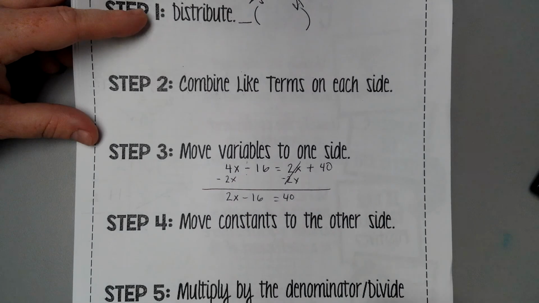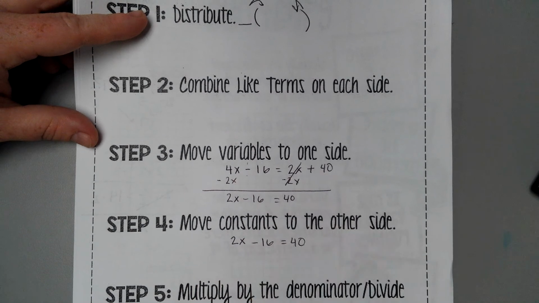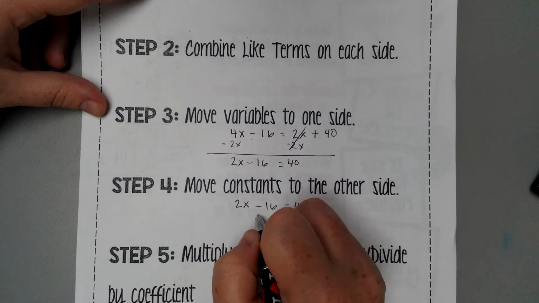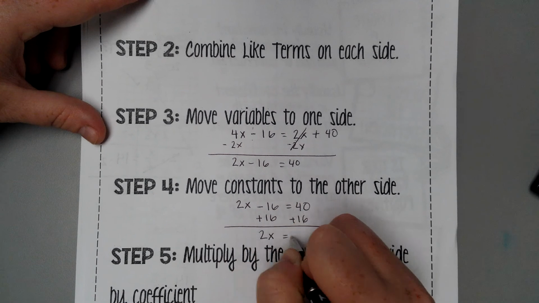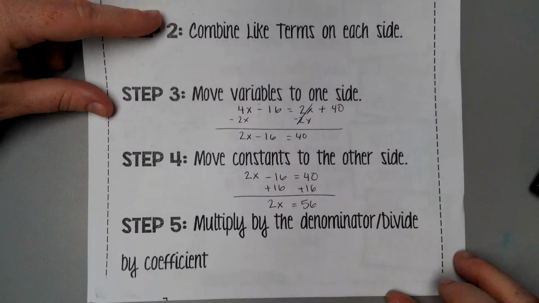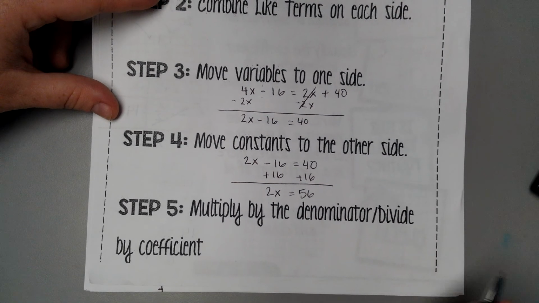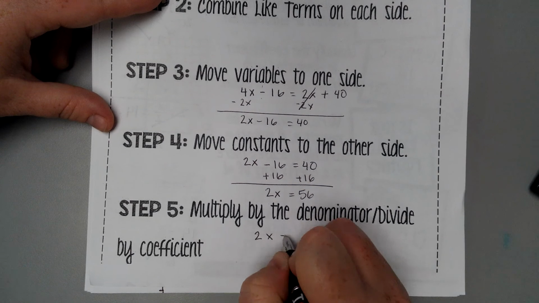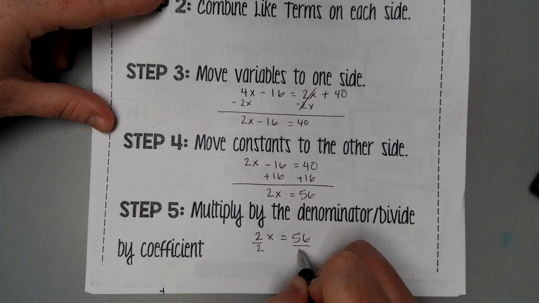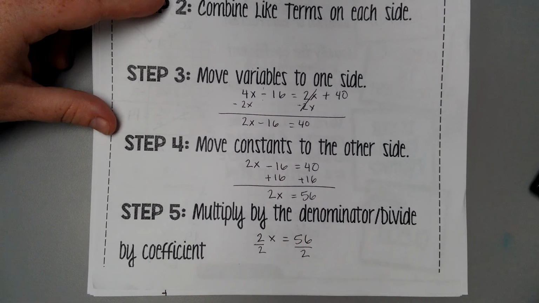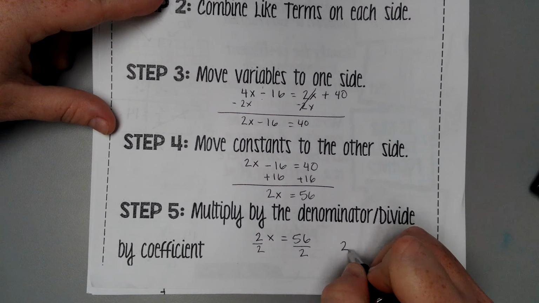Move constant to the other side. So like with our two-step, that's where we're at. The opposite of minus 16 would be plus 16, leaving us with 2x equals 56. Multiply by the denominator or divide by the coefficient. The opposite of multiplying by 2 would be to divide. 56 divided by 2 is 28.